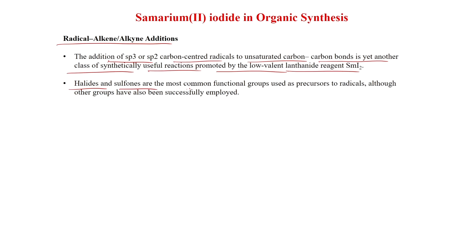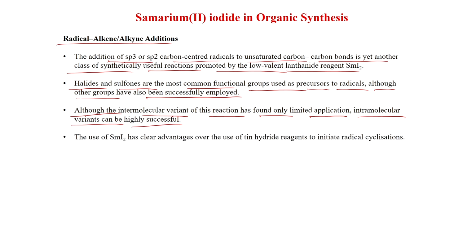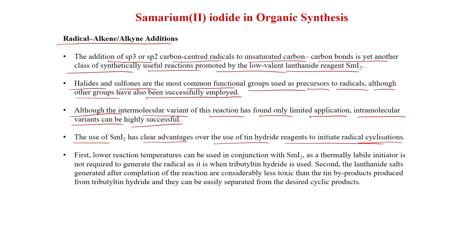Halides and sulfones are the most common functional groups used as precursors to radicals, although other groups have also been successfully employed. Although the intermolecular variant of this reaction has found only limited application, intramolecular variants can be highly successful. The use of samarium iodide has clear advantages over tin hydride reagents to initiate radical cyclizations. First, lower reaction temperatures can be used, as a thermally labile initiator is not required to generate the radical, as is needed when tributyltin hydride is used. Here the initiator is not required.